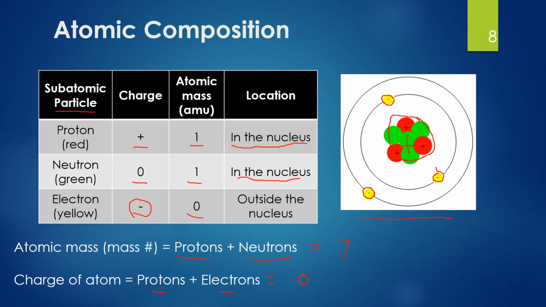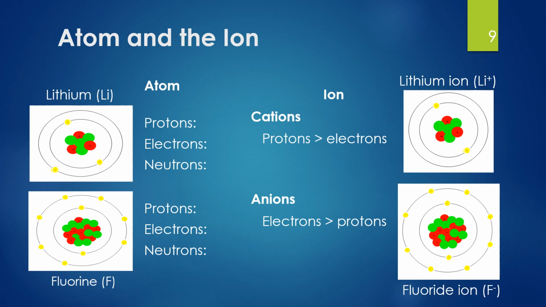So anytime the protons and electrons are equal to each other, the charge of the atom is going to be 0 or neutral. Let's look at some examples of atoms and introduce the concept of an ion. Now, in the first example, we have a lithium atom, which is the same atom that we had on the previous slide, but let's do the count and see how we would work through this problem.